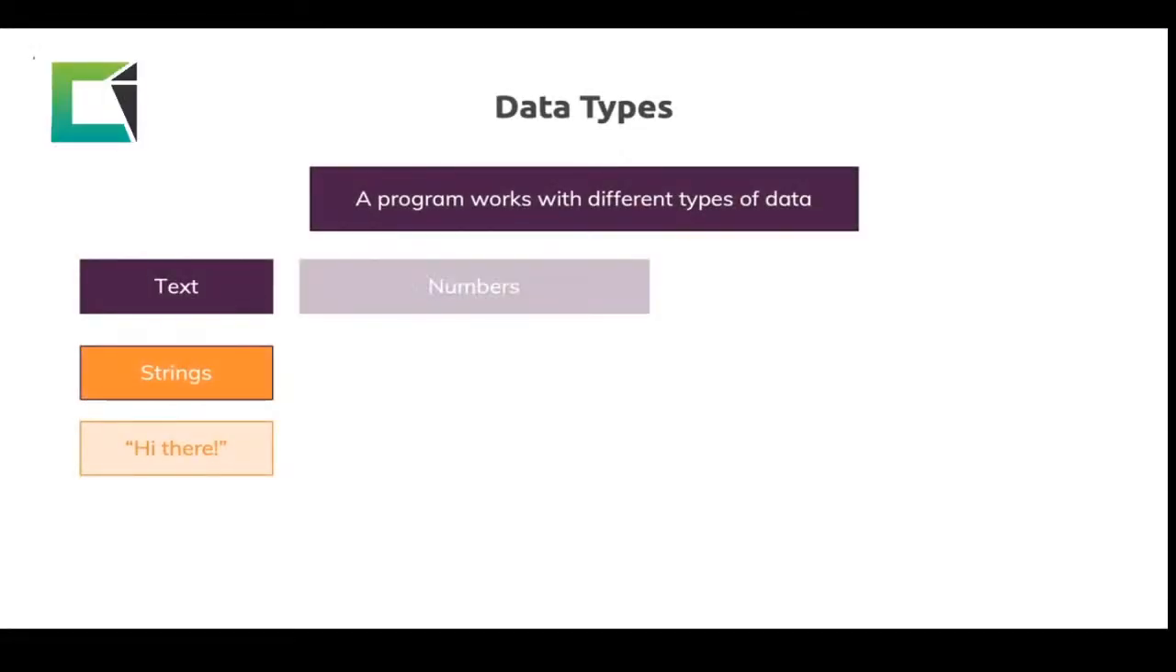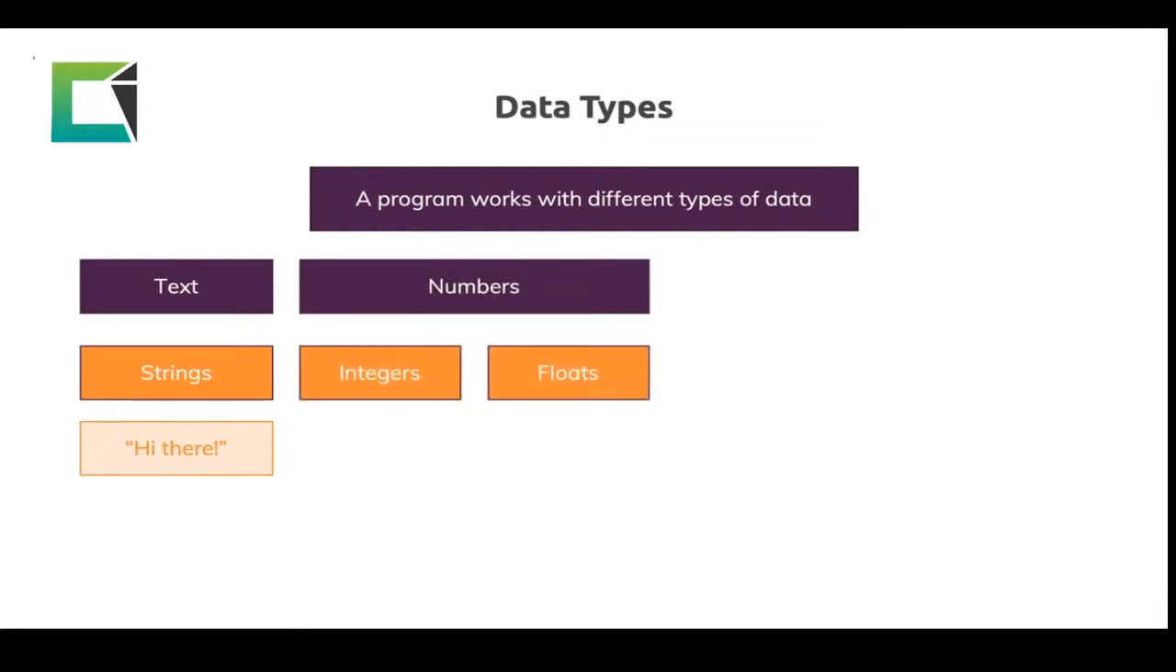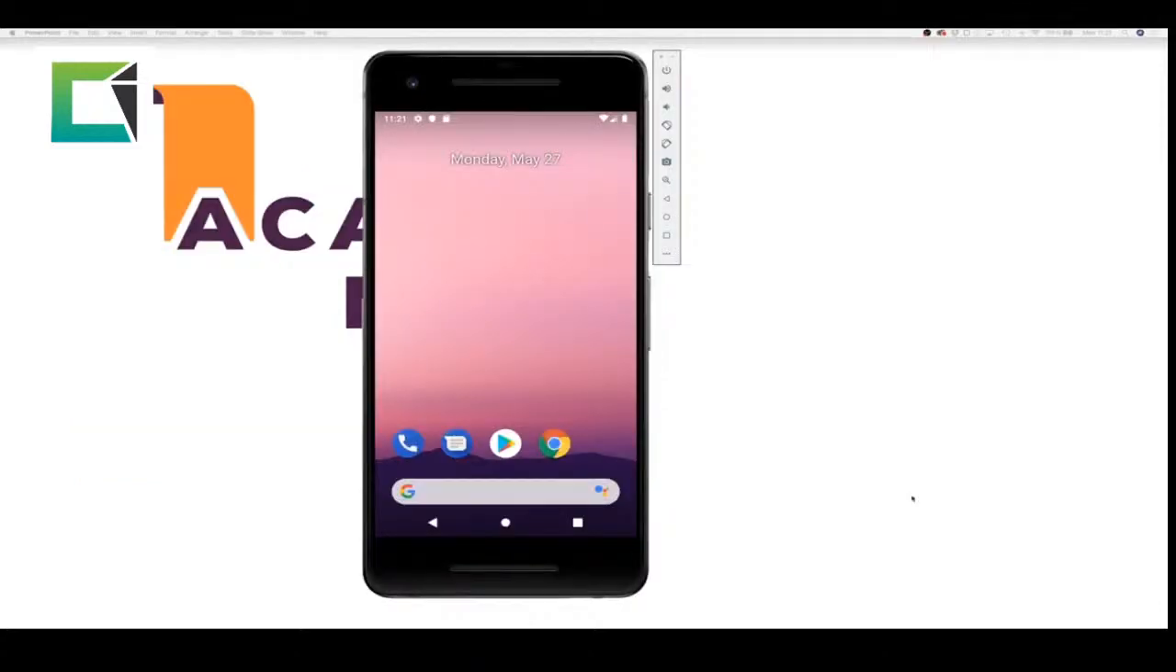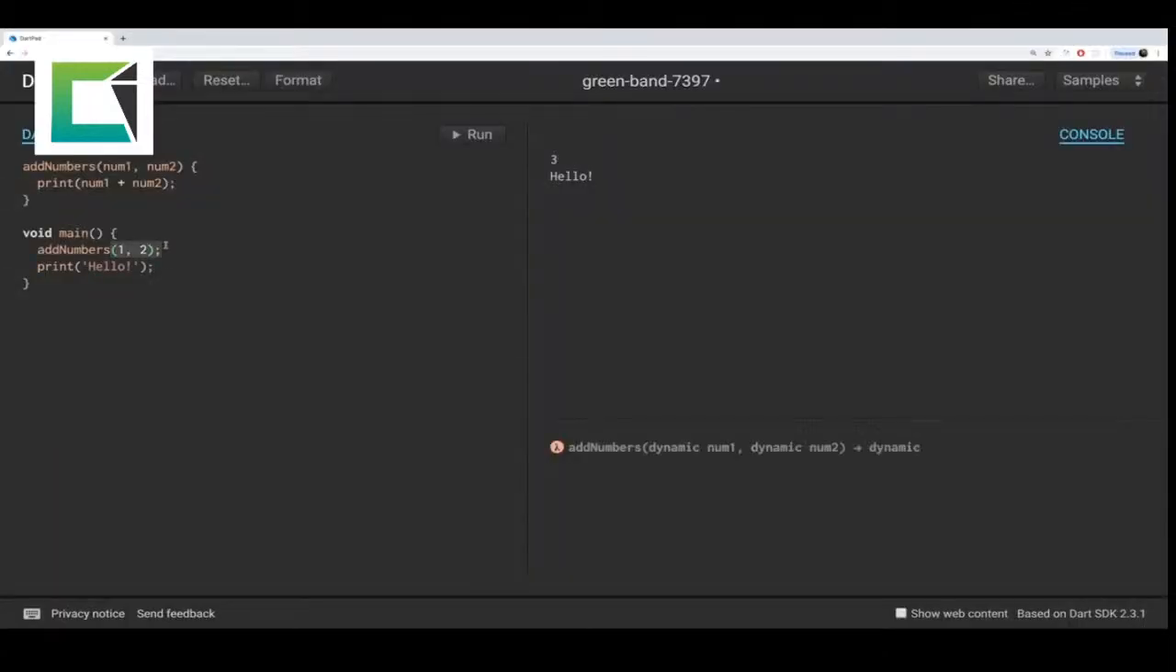Besides the text, for our numbers, we have so-called integers and we have floats or doubles. Integers are numbers without any decimal places, like 29 or 43 or -10. Floats or doubles are numbers with decimal places, like 29.99, -10.56, something like that. So here, these two numbers would actually be integers.